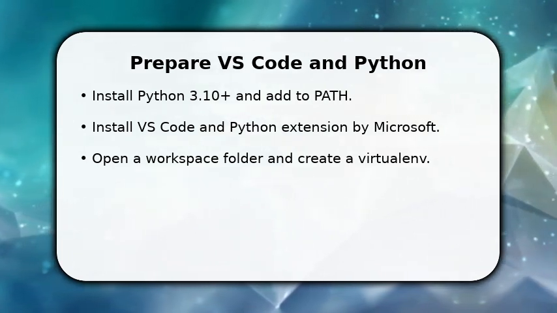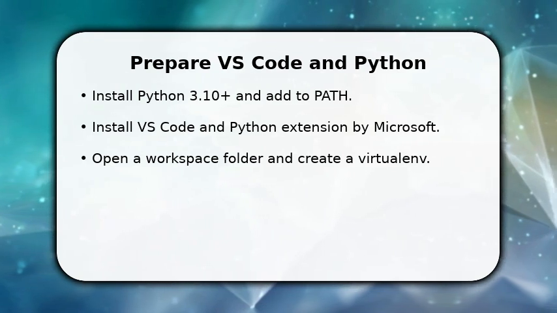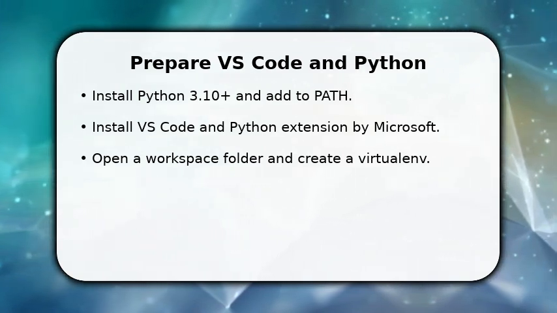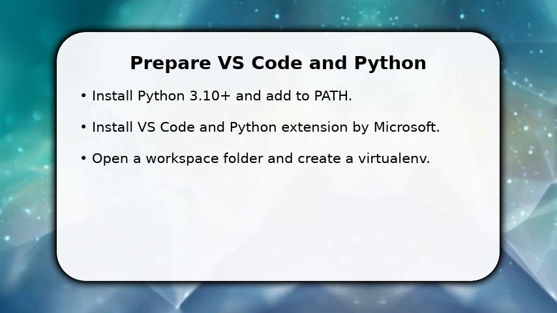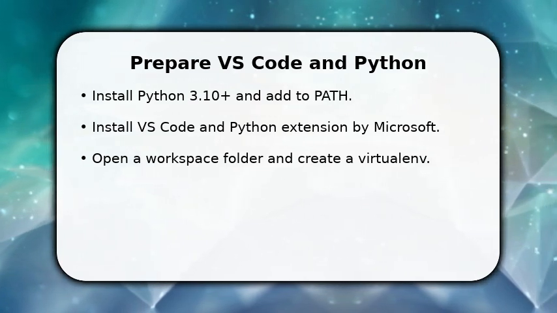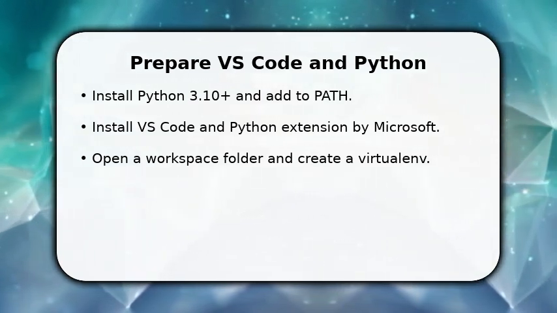Create or open a project folder, then run python -m venv .venv to add a virtual environment. Activate the venv in the terminal so VS Code detects it. This starts the editor-level integration you need to run, lint, and debug code immediately.